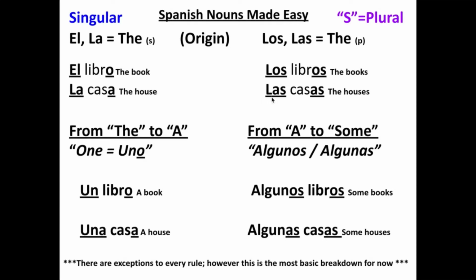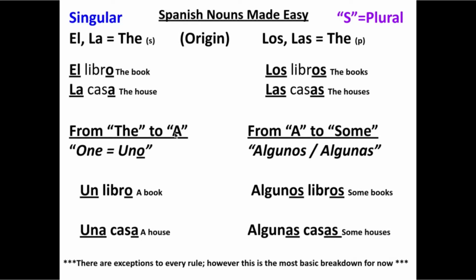Los os, las as. So now we have the beginning original form of nouns. El libro is an example of a word beginning with L and ending in O, making it plural, los libros. La, beginning with la, ending in a, las casas. So now we're going to stick to the singular side, and we're going to go from the word "the" to "a." And this is how you modify the nouns. We're going to replace the word "the," el or la, with the word un or una.